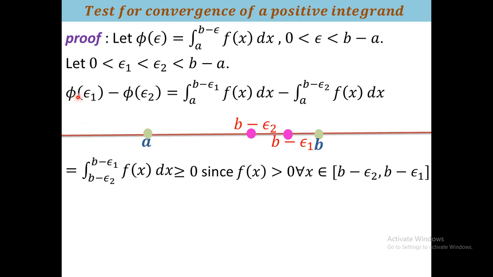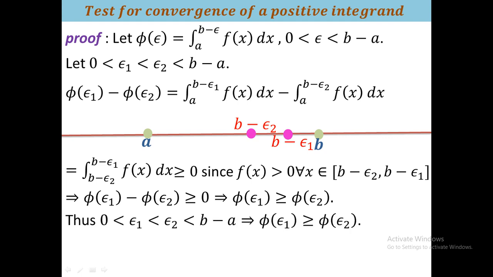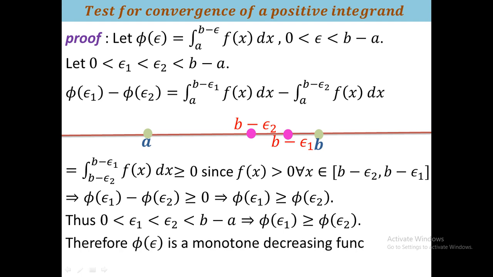So, we see that phi of epsilon 1 minus phi of epsilon 2 is greater than or equal to 0. That is, phi of epsilon 1 is greater than or equal to phi of epsilon 2. Here you see that epsilon 1 is less than epsilon 2, but their outputs are opposite. That means epsilon 1 is less than epsilon 2, but phi of epsilon 1 is greater than phi of epsilon 2. Thus, 0 less than epsilon 1 less than epsilon 2 less than b minus a implies that their outputs are opposite. Therefore, the function is monotone decreasing. Then proceed as in theorem 1, which is given in the previous video. Please see that video.